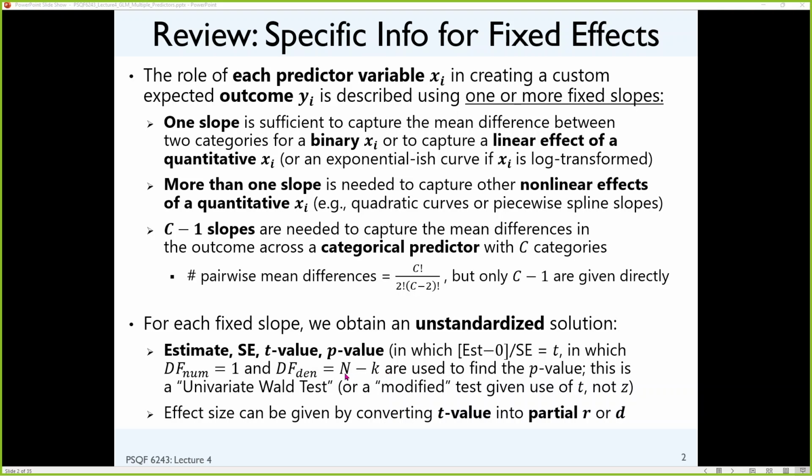So when you have the formula for variance, it's just n minus 1, that's why. Now it's n minus k because it takes more stuff before we can compute variance left over. More stuff, more slopes. And we can get effect sizes by converting the t into a partial r. We're going to talk more about what that means today. Or I'm labeling this as partial d because it's the same kind, but no one calls it that.